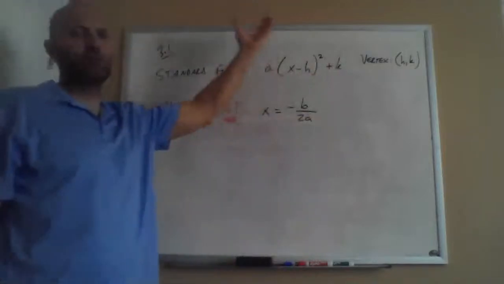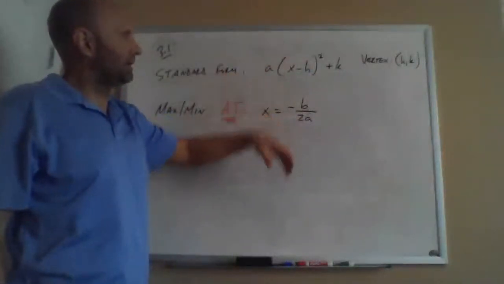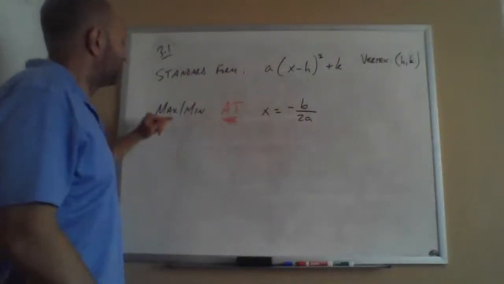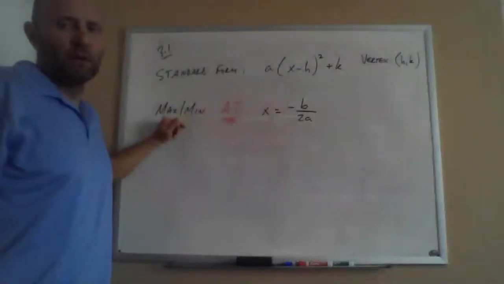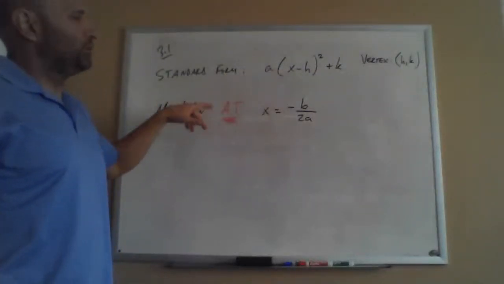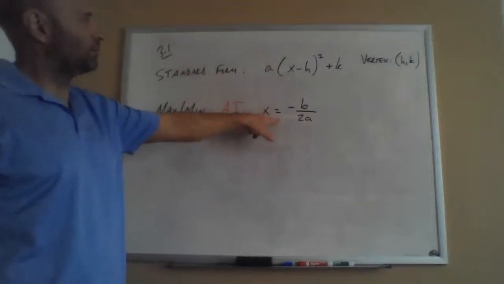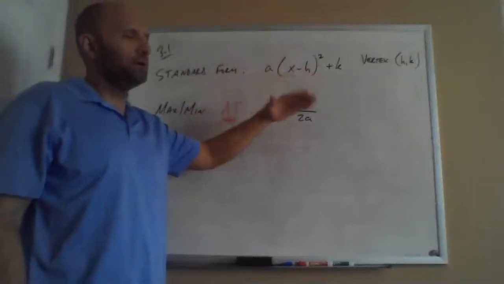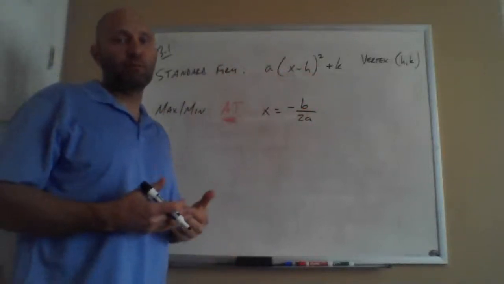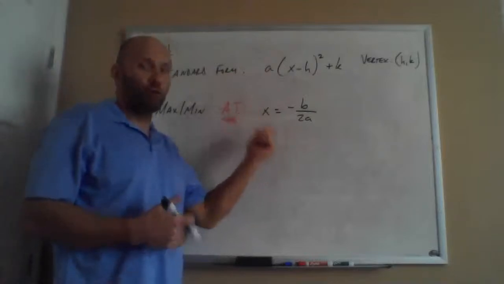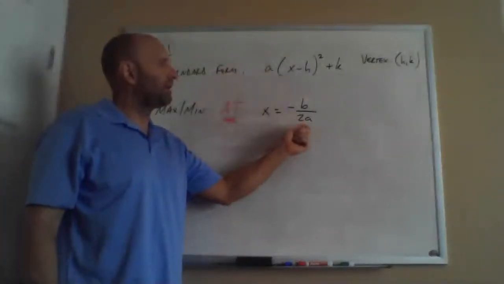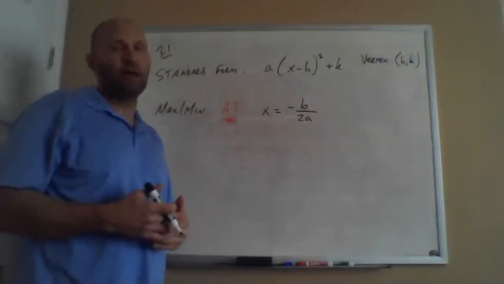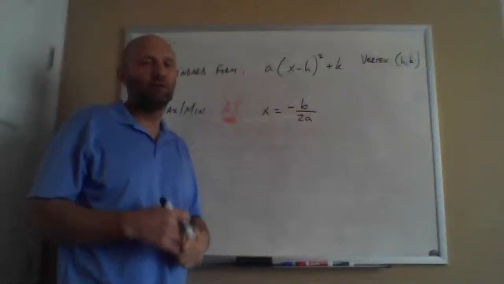If a is positive, it's a parabola pointing upward. If a is negative, it's a parabola pointing downward. The tricky thing from this section is the maximum or minimum. The maximum or minimum value occurs when x is equal to negative b over 2a. We don't plug in b and a, and that value is not the maximum or minimum value. That just tells us where it occurs. Then we have to take that value, plug it back into the quadratic function, and simplify, and that gives us the maximum or minimum value.